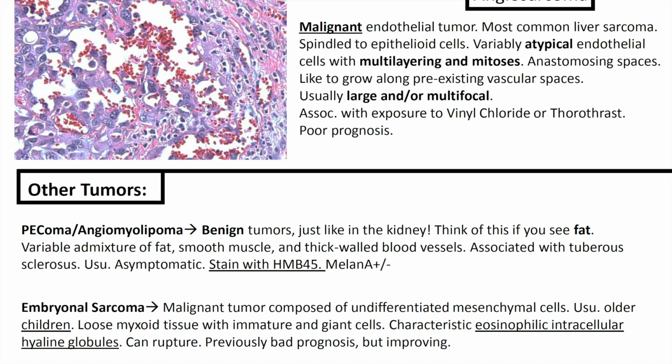And angiomyolipoma is associated with tuberous sclerosis, usually asymptomatic, and is going to stain with HMB45 and plus/minus Melan-A. And the last but not least, we've got embryonal sarcoma. So this is a malignant tumor composed of undifferentiated mesenchymal cells, usually occurring in older children. It's going to be a loose myxoid tissue with immature and giant cells, with characteristic eosinophilic intracellular hyaline globules. And these can rupture, and previously a bad prognosis, but it's improving like a lot of things in medicine, right?